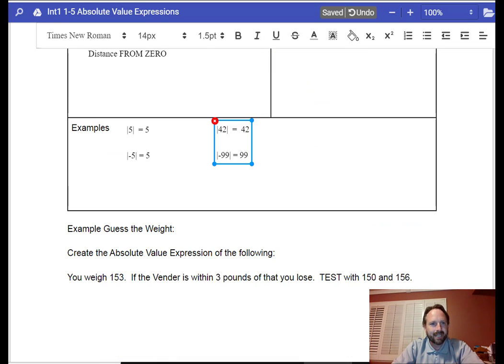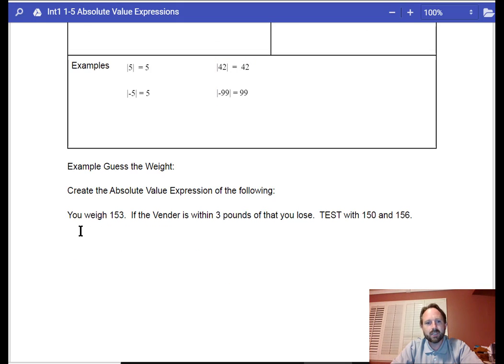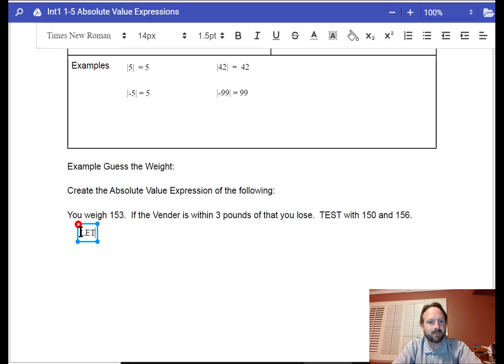So we can create absolute value expressions. For example, create the absolute value expression of the following. You weigh 153. If the vendor is within 3 pounds of that, you lose. Test with 150 and 156. But wait, every time we have an expression with an unknown number, we have to have a variable. So why don't we just say, hey, let x equal the vendor's test.